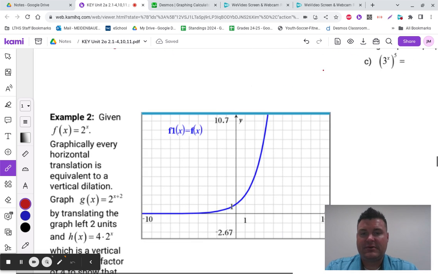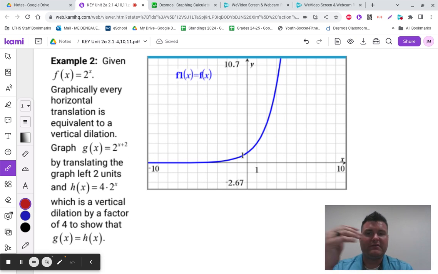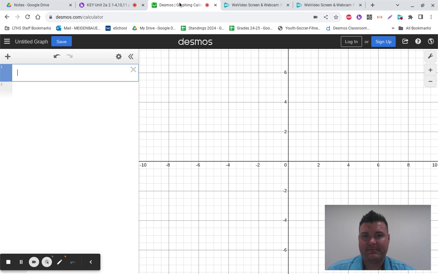All right, now let's get down here. This example is really more of just a sit and get, and not really much to write here. We're given 2 to the x, and I'll graph that in a second. Graphically, every horizontal translation is equivalent to a vertical dilation within exponentials. So we're going to graph g of x in just a second, by translating the graph left 2 units. We're going to take 2 to the x and move it left 2 units. And we're also going to graph 4 times 2 to the x, which is going to be a vertical dilation. So let's go ahead and get to that.